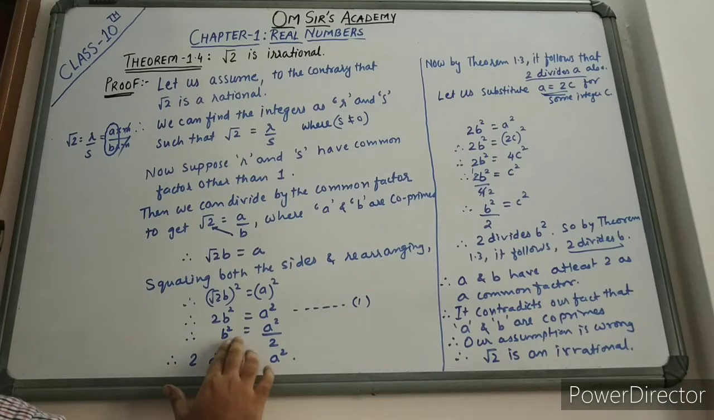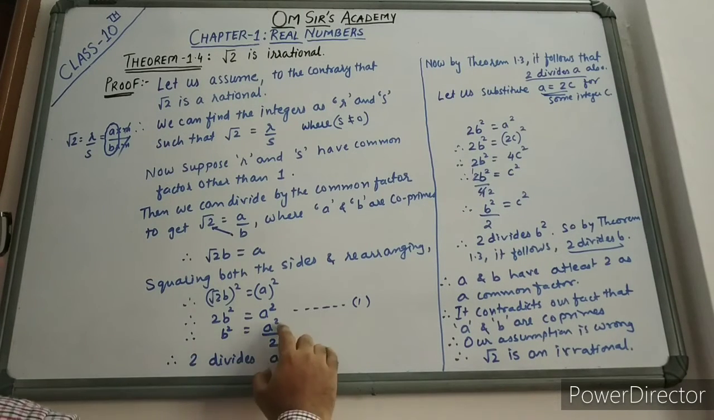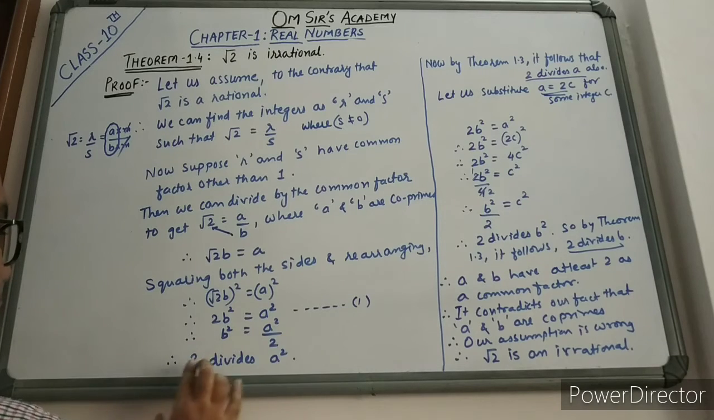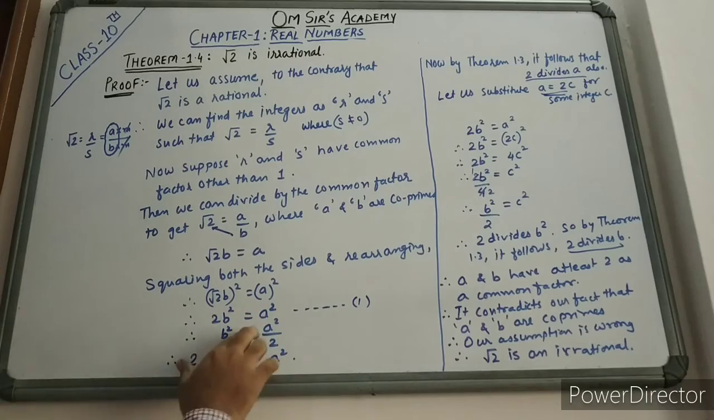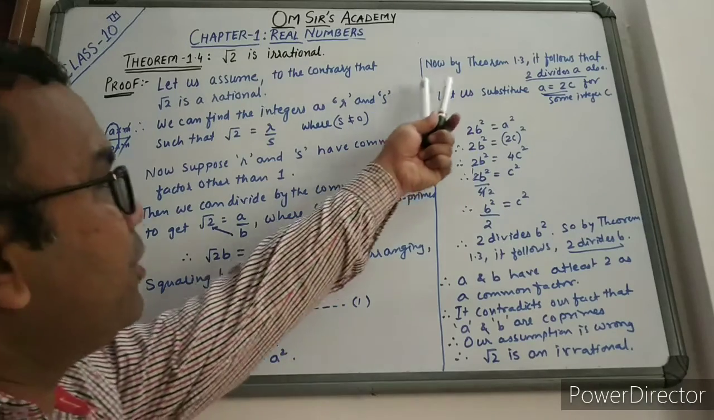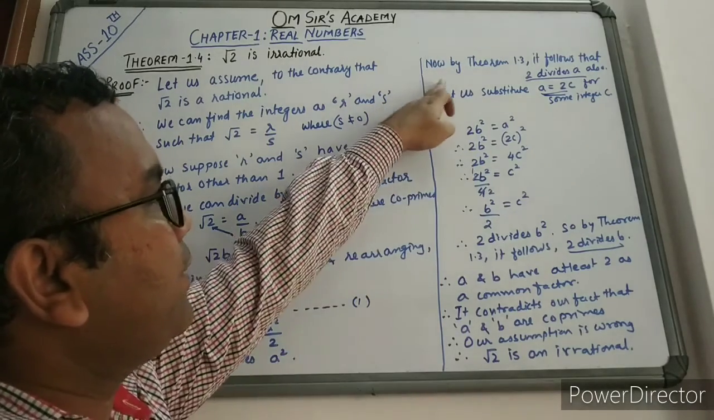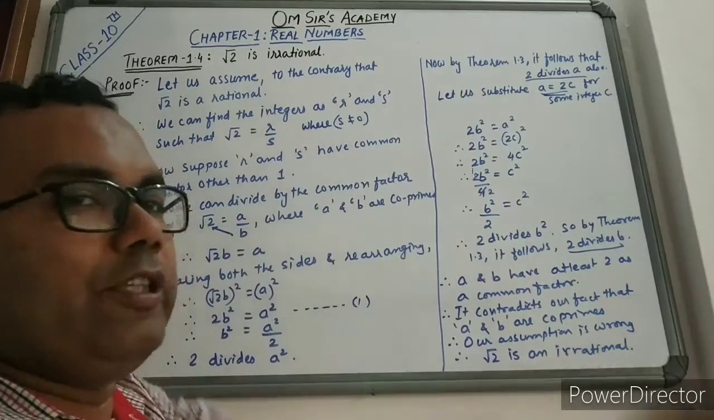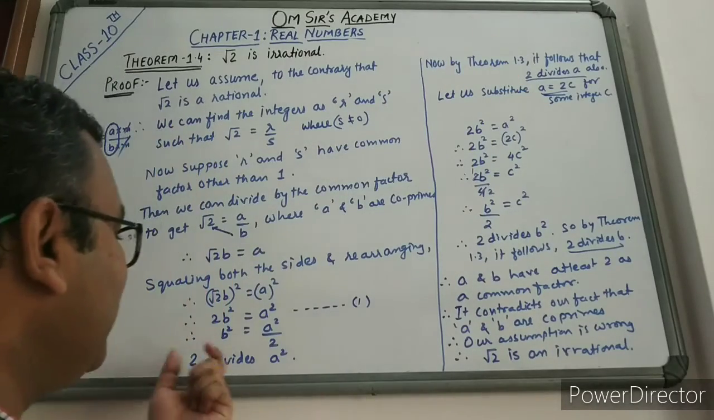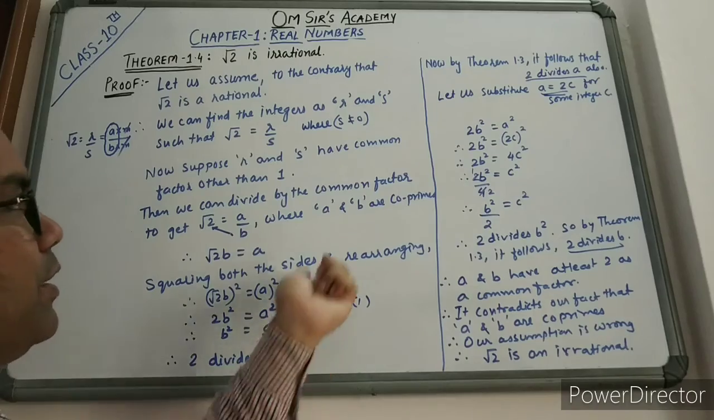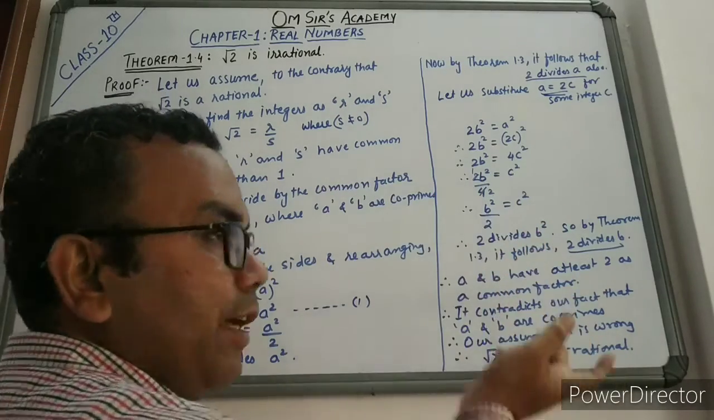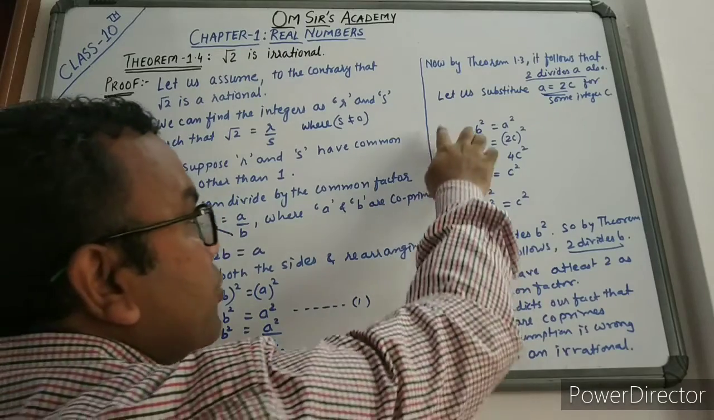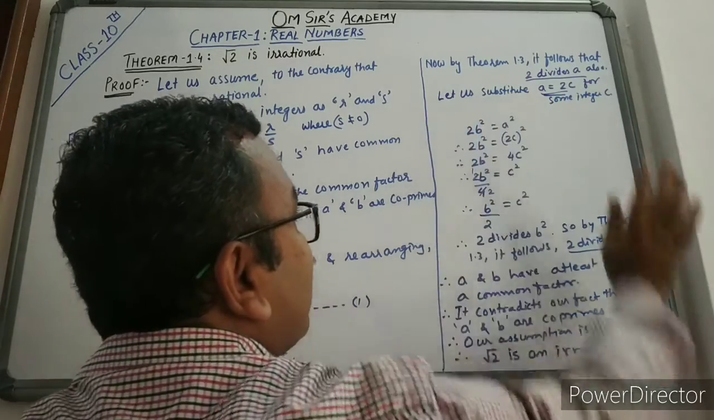ठीक है. तो b square equals a square upon 2, मतलब यहाँ पे a square को 2 डिवाइड कर रहा है, so 2 divides a square. Is it clear? So 2 divides a square. Now what we have learned in theorem 1.3 that it follows that 2 also divides a. Okay, if 2 divides a square, then as per theorem 1.3 we can also say that 2 divides a, that is the square root of a square. Okay, so let us substitute a equals 2c.